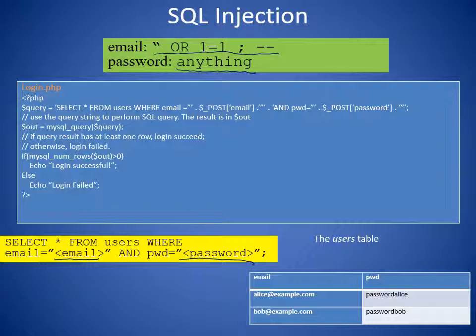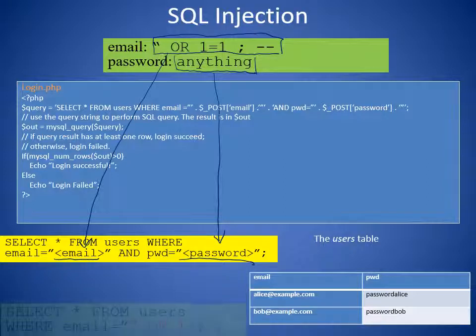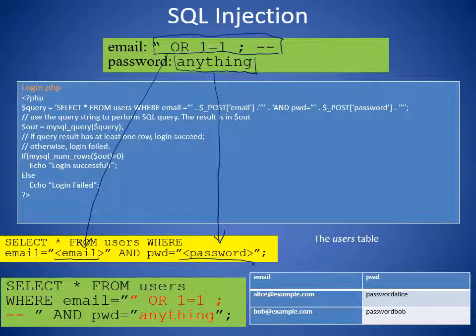So what will happen? As we said, the string that the user provided in the email field is going to be used to replace the email field in the SQL statement, and the string that is provided in the password field is going to be used to replace the password field in the SQL statement. So what will be generated? The SQL statement that is going to be generated will eventually look like this.